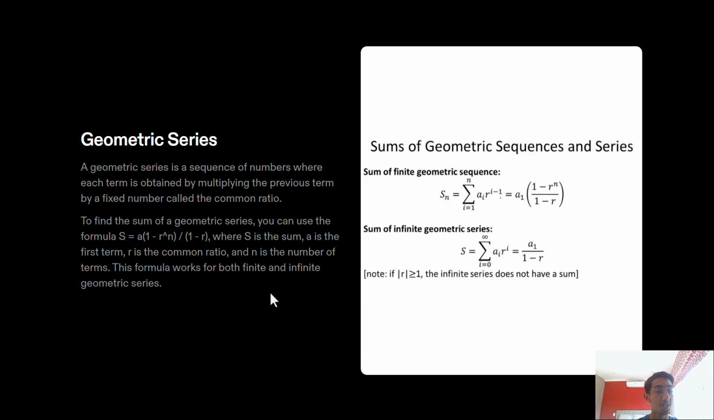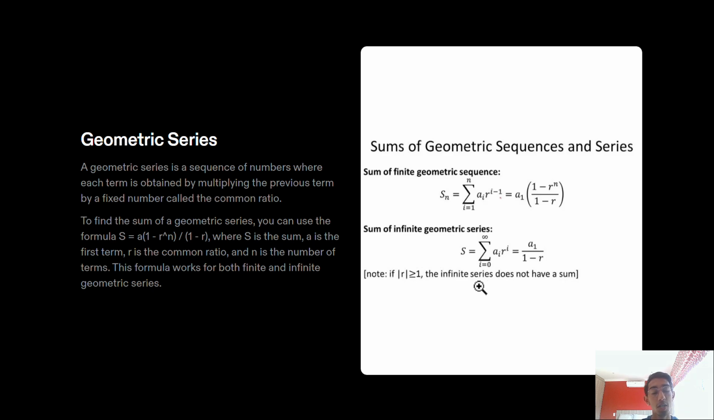A geometric series is a sequence of numbers where each term is obtained by multiplying the previous term by a fixed number called the common ratio. Now we've already spoken about this formula, but let's take a look at how you can calculate an infinite geometric series. So an infinite geometric series occurs when the geometric series just continues to go on without stopping, but your constant ratio has to be within a certain bound for your series to converge and provide you with an answer.